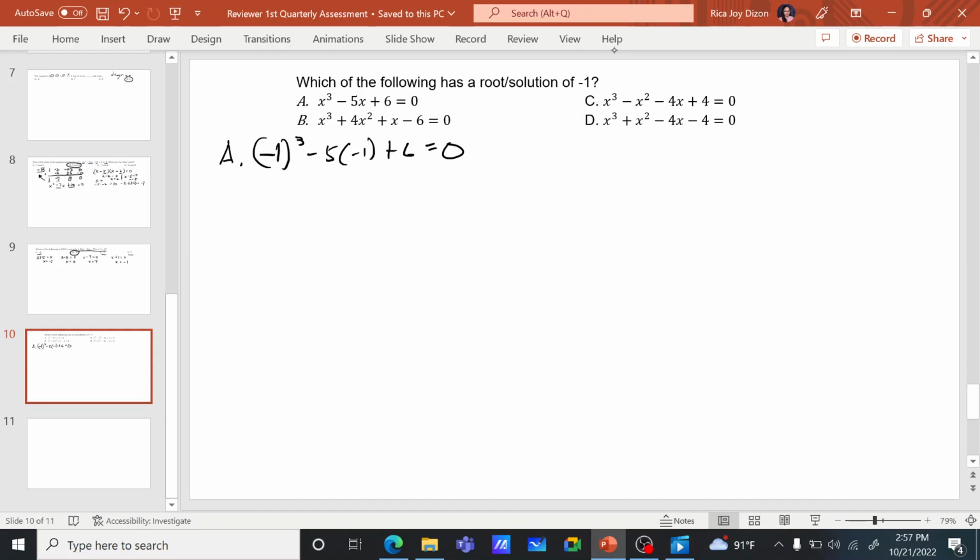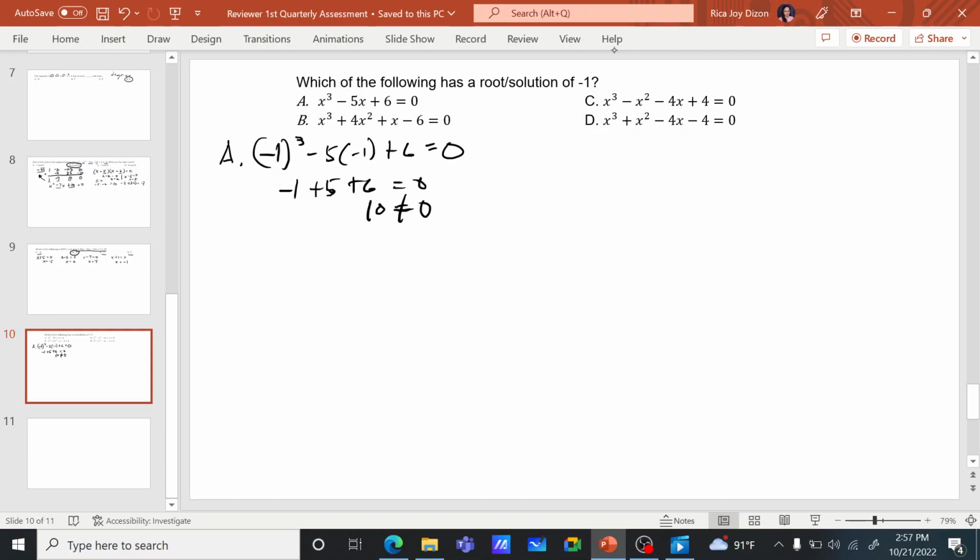Negative 1 cubed means negative 1 times negative 1 times negative 1, which is negative 1. Negative 5 times negative 1 is positive 5, plus 6. Obviously, the sum is not equal to 0, because negative 1 plus 5 is 4, plus 6 is 10. So it's not a root. Letter A, one of its roots is not negative 1.